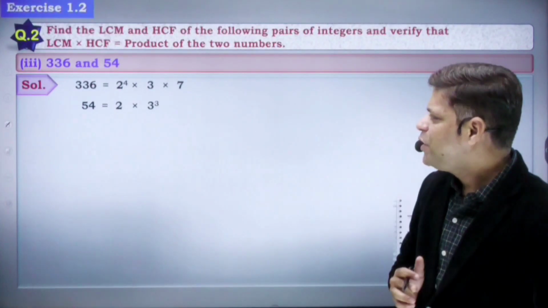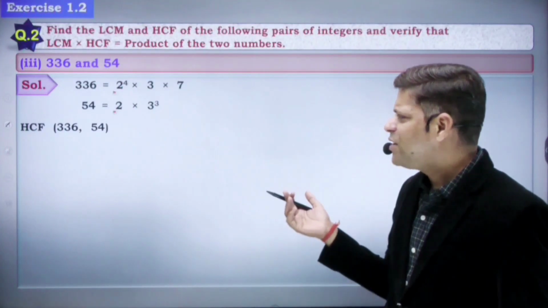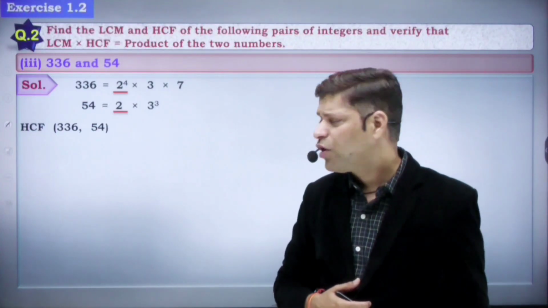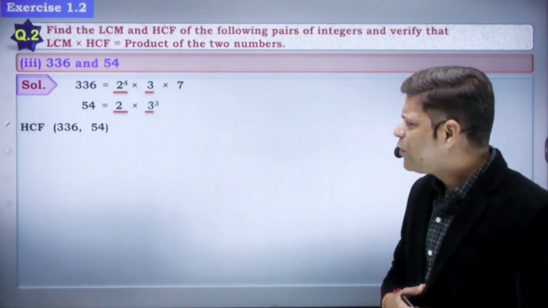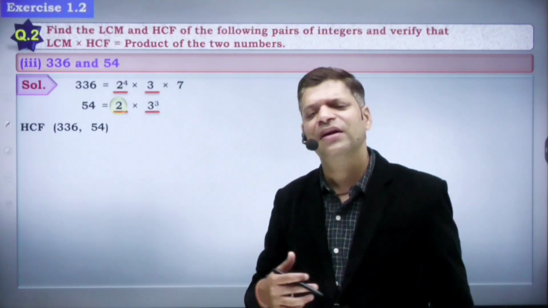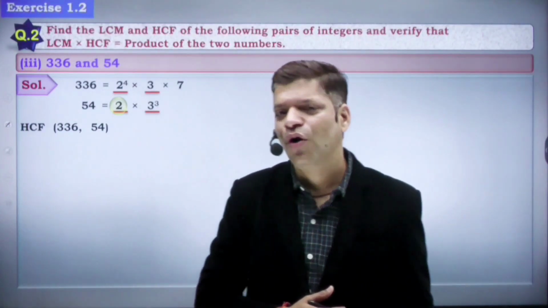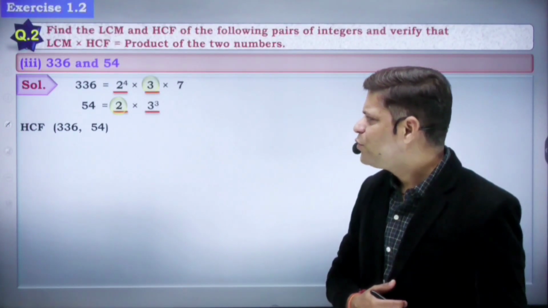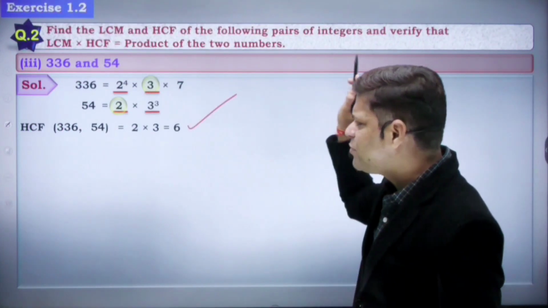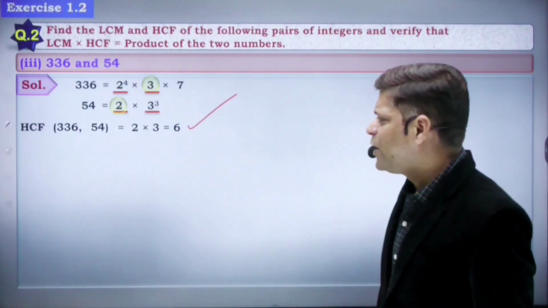After that, we find their HCF. For the HCF we have to take the common prime factors, that is 2 and 3, and both we have to take with their least exponent. We can see that the least exponent of 2 is 1 and the least exponent of 3 is also 1. So it will be equal to 2 multiplied by 3, that is 6. Okay, very simple, I think it is very simple, to find the HCF.